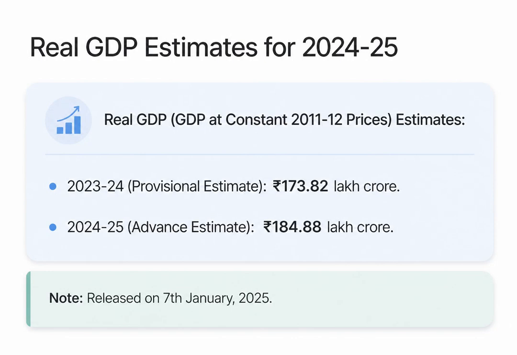In absolute terms, the real GDP, which is calculated at constant 2011-12 prices to remove the effects of inflation, is estimated to reach 184.88 lakh crore rupees in 2024-25. This is a significant jump from the provisional estimate of 173.82 lakh crore rupees recorded for the 2023-24 fiscal year, based on the data released in early January 2025.